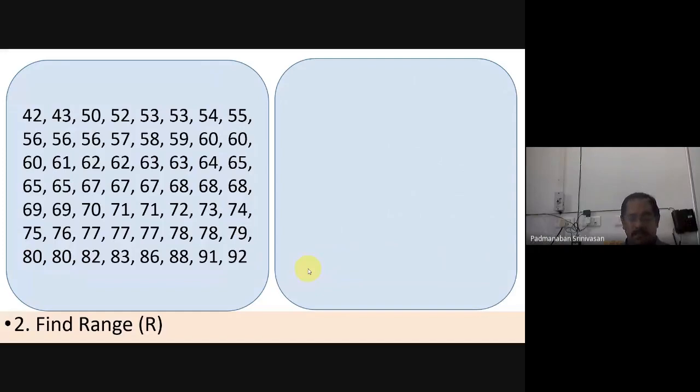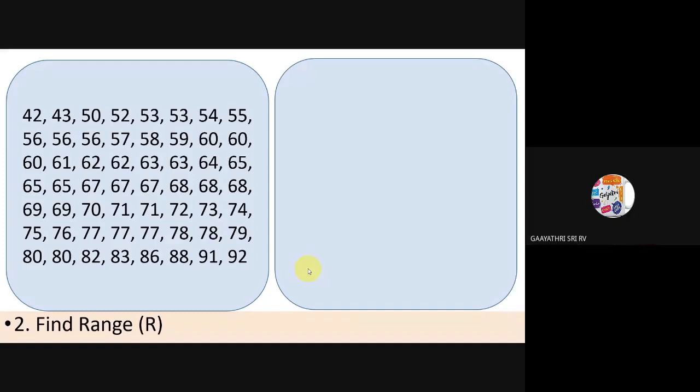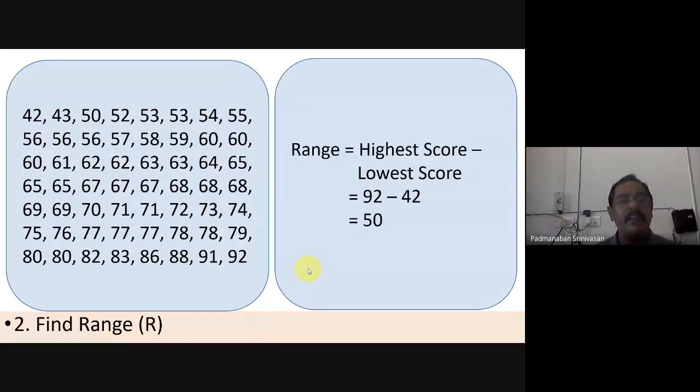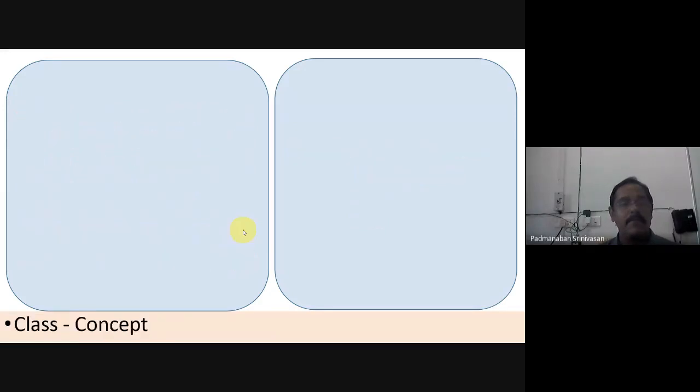Now let us go for the second step. And what is the second step? Find the range, sir. Find the range. And how to find the range? So this is the range. It's very simple. Range is highest score minus lowest score. Since we have arranged in ascending order, take the lowest and take the highest. Lowest score is this one, and this is the highest score. So 50 is the range for us.